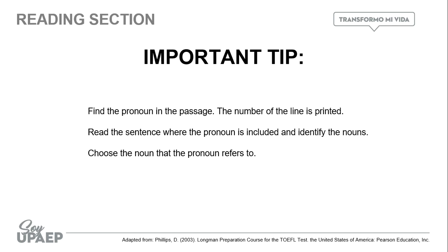Okay, so let's review the procedure in order to be able to answer questions related to pronoun reference. Remember, on the exam, printed, you are going to find the lines that are important in order to identify the pronouns quickly. So you just go very quickly to the pronoun and you read the sentence where the pronoun is included, and don't forget to identify the nouns. Of course, you will have to do some thinking in order to realize what the pronoun refers to. Okay, after that, you choose the answer.